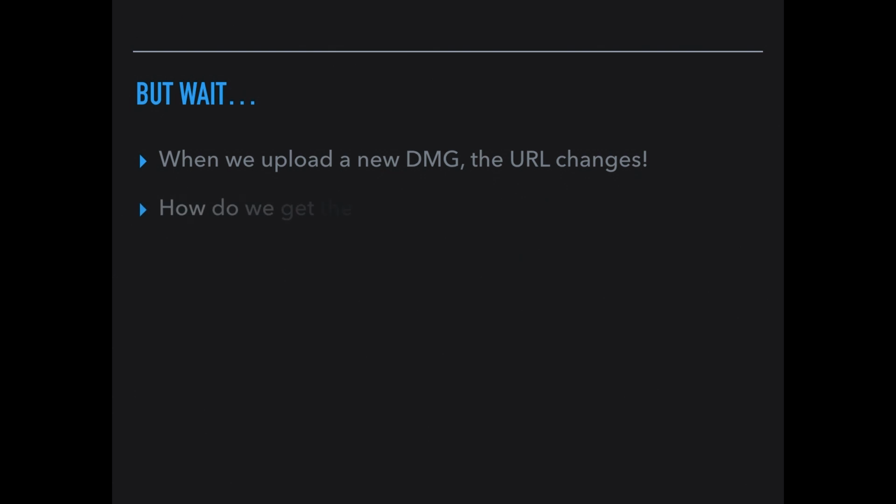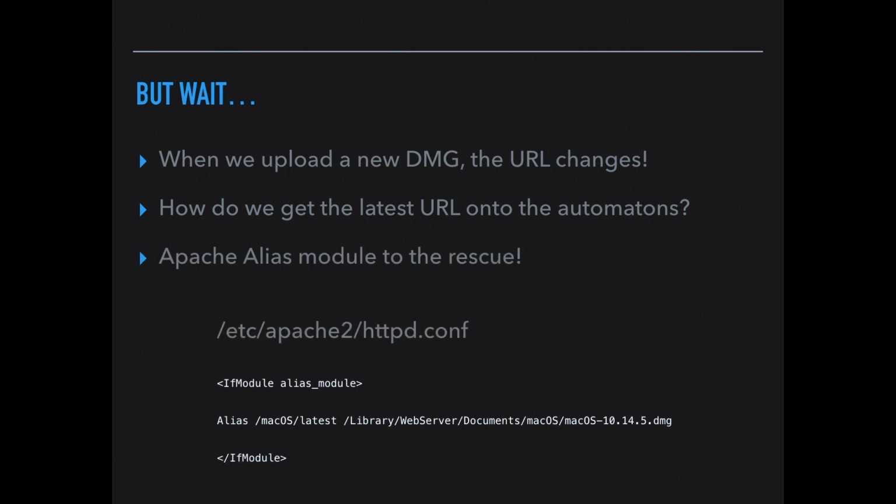So we came up with a clever little workaround. How do we make sure the automaton's always getting the latest URL? And the answer to that is we don't. We actually use an alias in Apache. Apache has this alias module, and so what we're doing is aliasing /macOS/latest to whatever the current disk image version is, which means that we have to make the change on the server, not on the automatons. The automaton's always looking at server.com/macOS/latest, and whatever the configuration file in Apache is pointing at is what the automaton will end up pulling across.